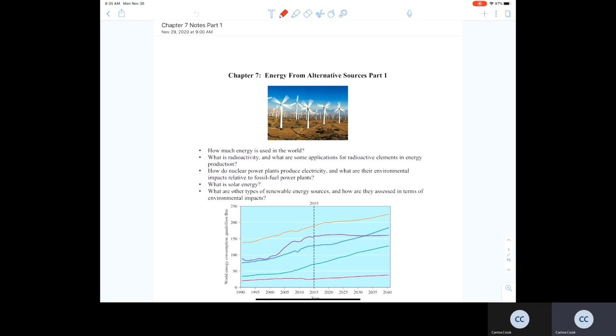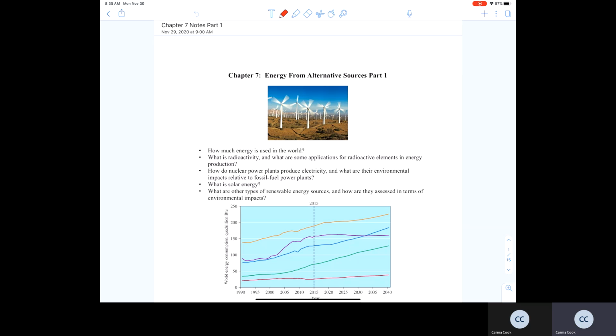And so some other alternative sources that we're going to focus on in Chapter 7 are going to be nuclear energy, as well as solar, wind, and geothermal, as well as hydroelectric or water alternative sources.